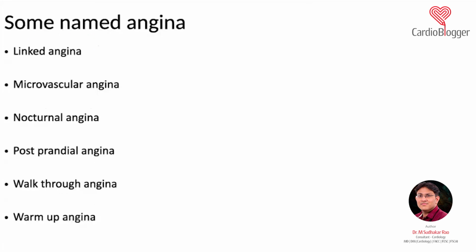Now, next thing is some named angina. There are various diseases which can mimic angina, and one is linked angina. So, what is linked angina? Patients with gastroesophageal reflux disease can have chest pain, epigastric pain, and that is known as linked angina. Second thing is microvascular angina. I think this is the most common.